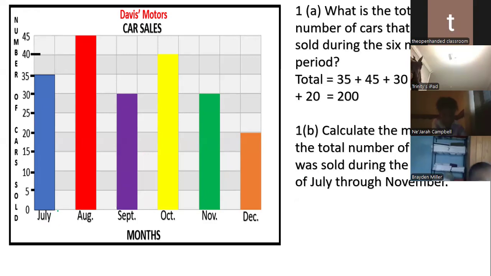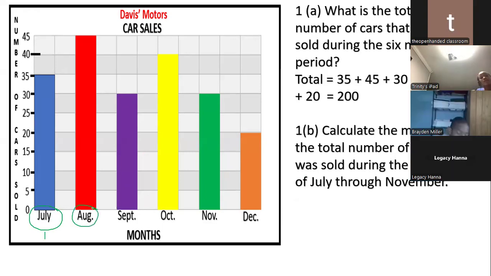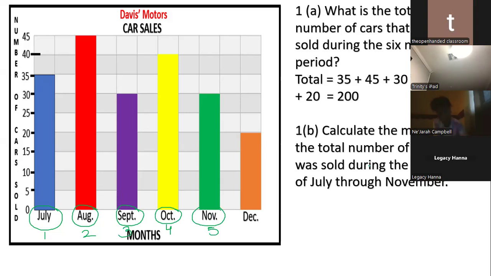November, very good. So we have July, which is going to be 1 month. Then August is going to be the next month. Then September is the 3rd month. Then October is the 4th month. Then November is the 5th month. Right? 5th month.